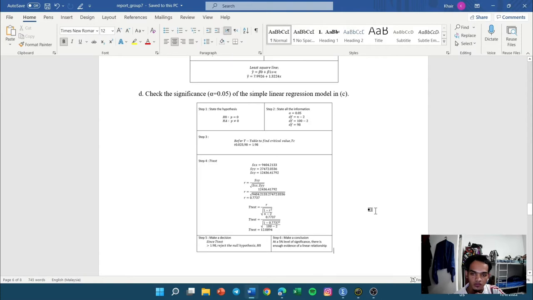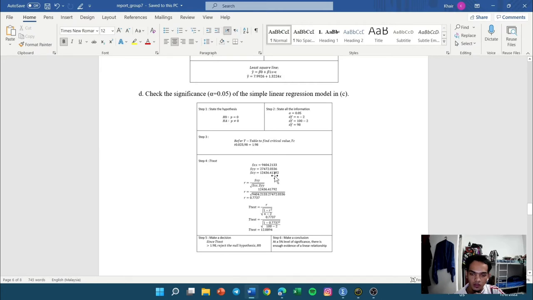There are 6 steps. In the first step we state the hypothesis. The null hypothesis is rho equal to 0, and the alternative hypothesis is rho not equal to 0. In the second step we state all the information: the given alpha is 0.05, and we get df equal to 98. For step 3 we find the critical value, and we get 1.98.